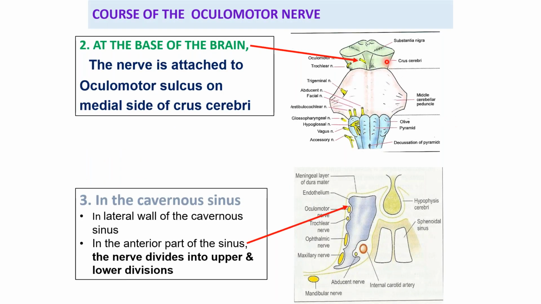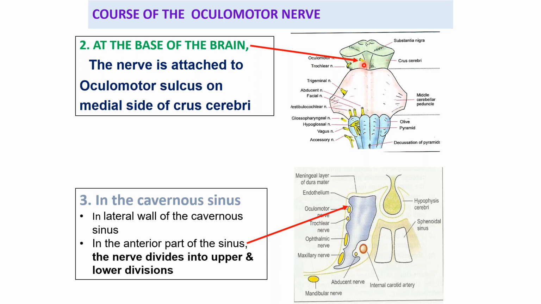Now, when the fiber from the nucleus is forming the oculomotor nerve, it reaches the base of the brain and arises from the ventral aspect of the crus cerebri. So it will be in relation to the medial. What will be related lateral to the crus cerebri? The trochlear nerve, because I've just told you that the trochlear nerve is the only nerve which comes from the posterior aspect to the ventral aspect.